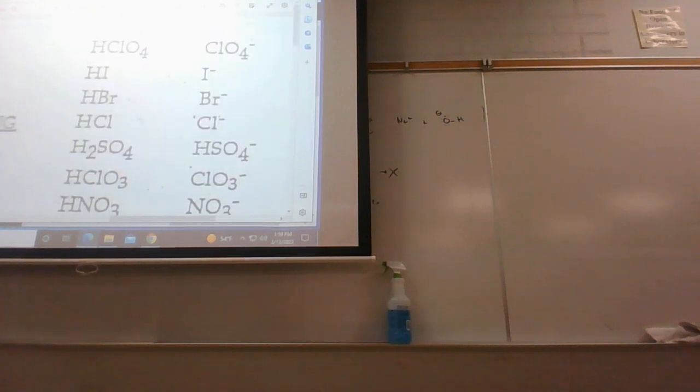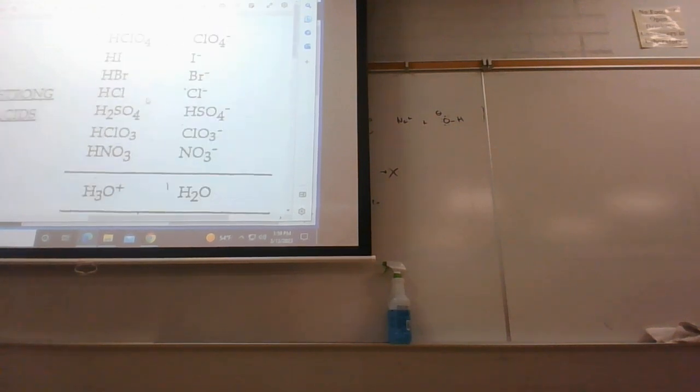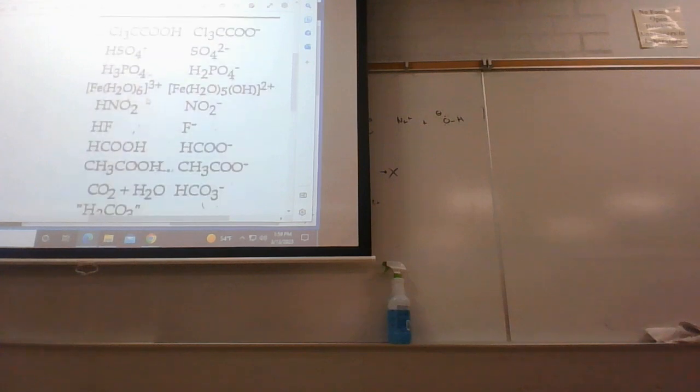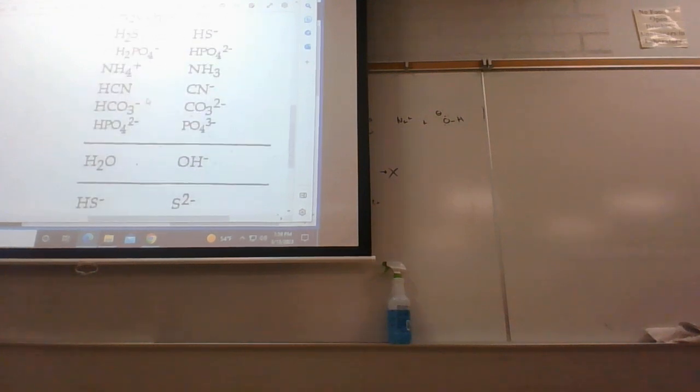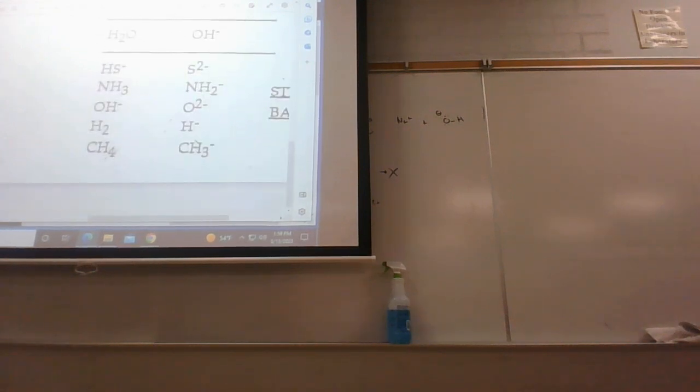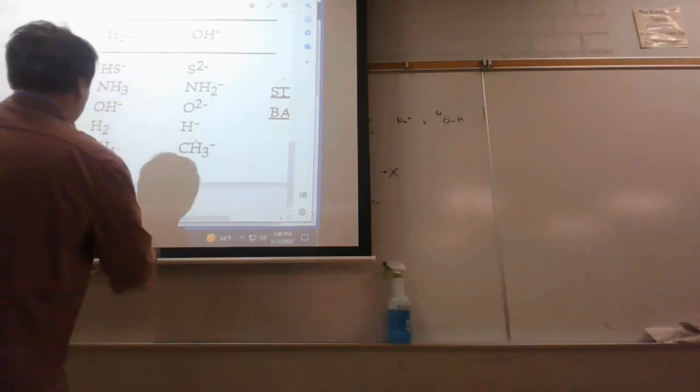So the strongest acid on this chart is HClO4. The weakest acid on this chart is methane. In fact, methane we don't even consider an acid, really.